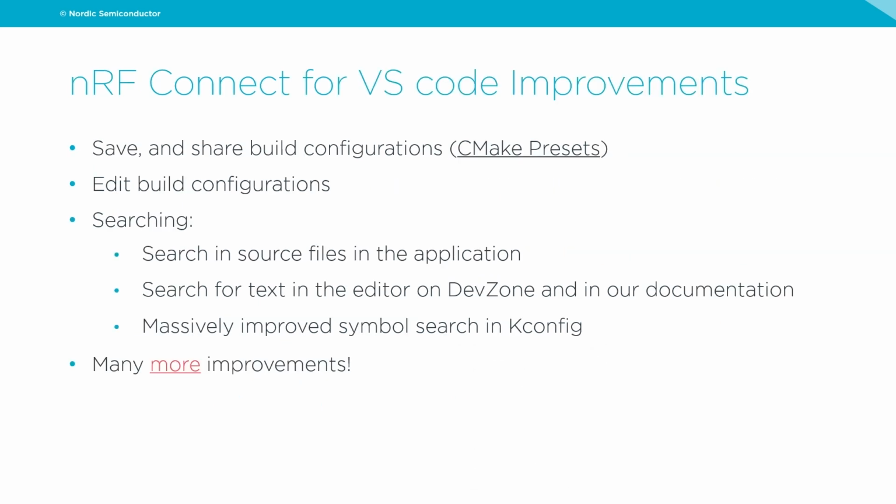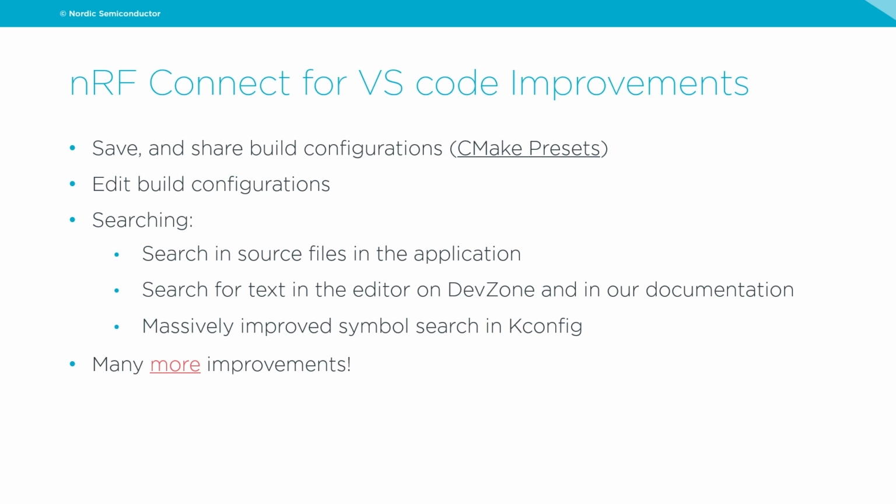We have made significant improvements to the nRF Connect for Visual Studio Code, and I'm listing just a few of them here. Now you can save and share build configurations through CMake presets, and you can edit build configurations. Before, when you wanted to make a new build configuration, you would add a new build configuration and then specify what you wanted in it. Well, now you can right-click on that build configuration and just edit it.